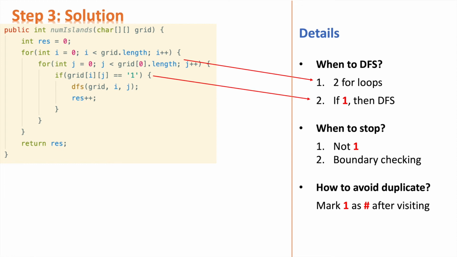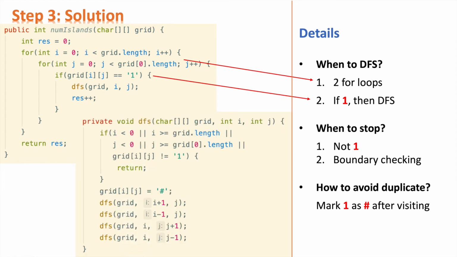Now let's look at the DFS function. The stop condition is whenever a number is not equal to 1. But be sure to do the boundary checking before accessing a number, which is when i is less than 0, or i is equal to or greater than the row number, or j is less than 0, or j is equal to or greater than the column number. If that's the case, we will stop the DFS and return here. If that's not the case, we will mark the 1 as a pound sign here, and then continue the DFS, which is go to the top, right, left, and bottom.